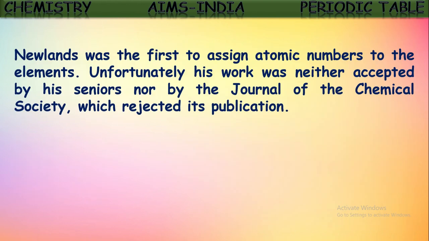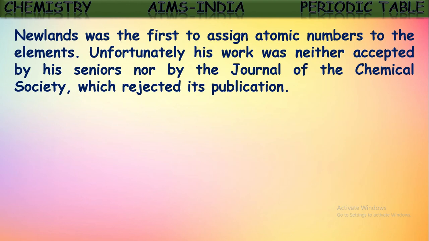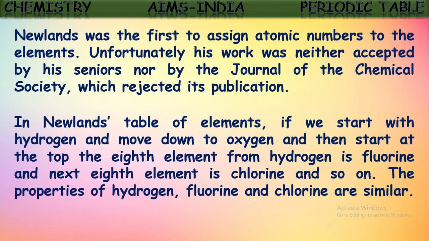Newlands was the first to assign atomic numbers to the elements. Unfortunately, his work was neither accepted by his seniors nor by the journals of the Chemical Society, which rejected his publication. Yes, because of some limitations in his Newlands law of octaves, it was rejected.